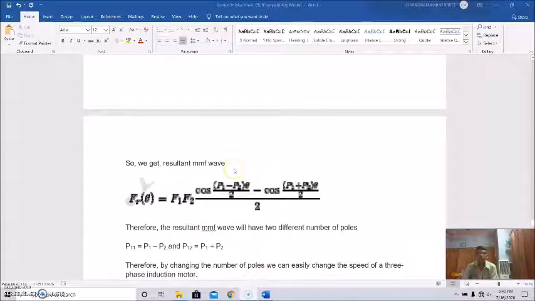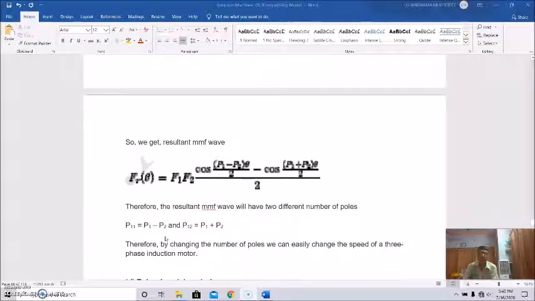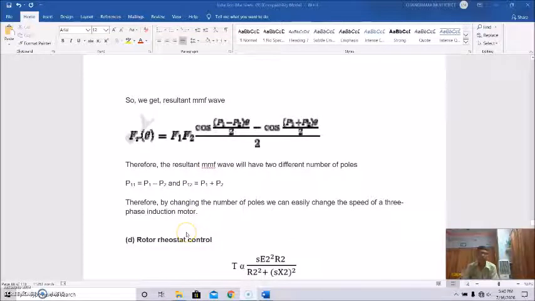So this, in a nutshell, is the pole amplitude modulation method, by which we get two different numbers of poles. One is the pole difference of the original and modulation waves, and the other is the sum of their numbers of poles. Therefore, by changing the number of poles, we can easily change the speed of a three-phase induction motor.